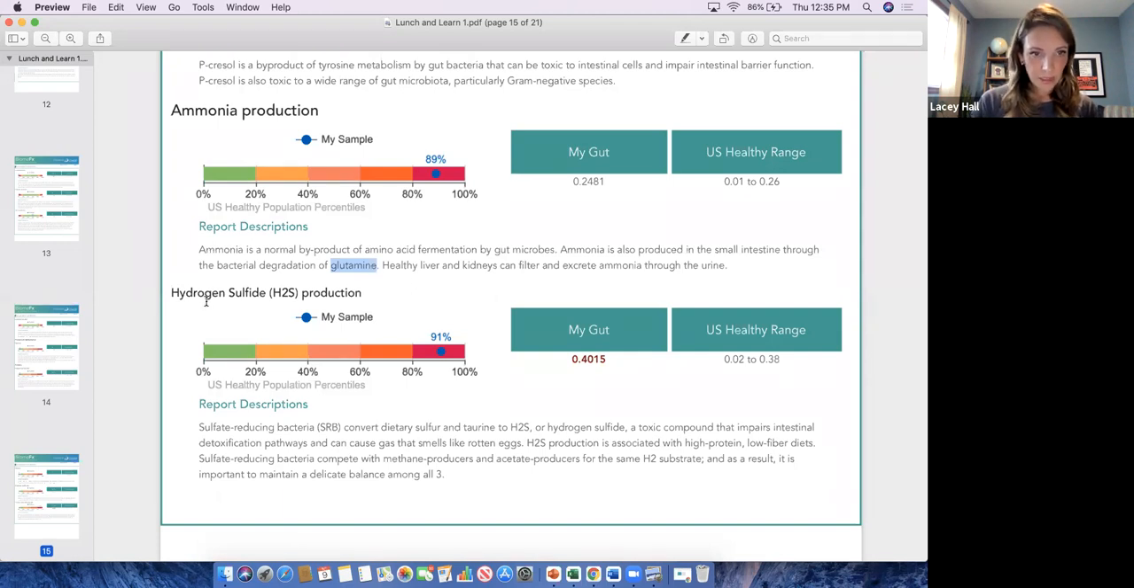And then with hydrogen sulfide, we see that she's very high. She's pretty off the chart high. Hydrogen sulfide is pretty toxic to the intestinal lining. It can lead to things like diarrhea. So this is where I believe the core of her problem resides. I think that she is creating way too much hydrogen sulfide.